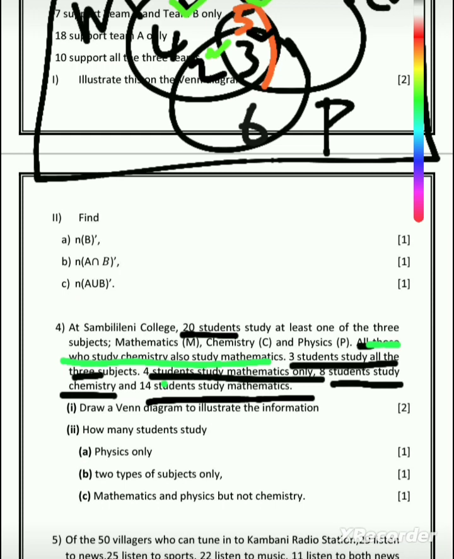So going to question 2a, how many students study physics only? Physics only, it's 6. Two types of subjects only, it's 2 and 5. So 2 plus 5, it's 7. Mathematics and physics, but not chemistry. Mathematics and physics is the middle here, but not chemistry.